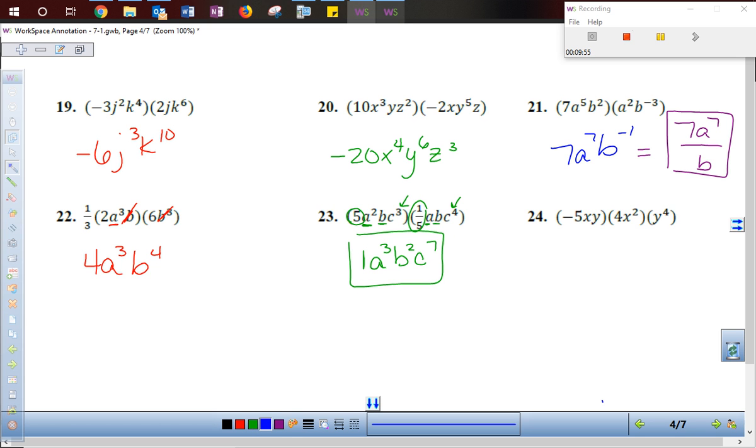On number 24, I'm going to start with multiplying my coefficients together. So negative 5 times 4 gives me negative 20. Multiplying my x's together gives me x to the third. And then my y's are going to give me y to the fifth.